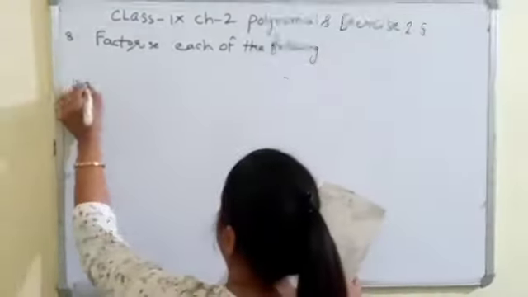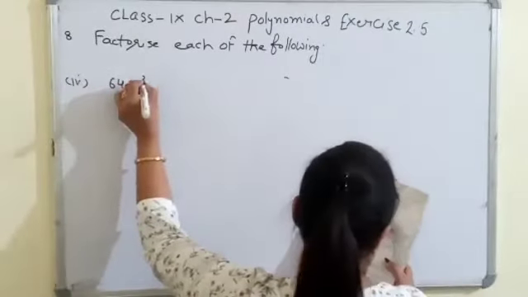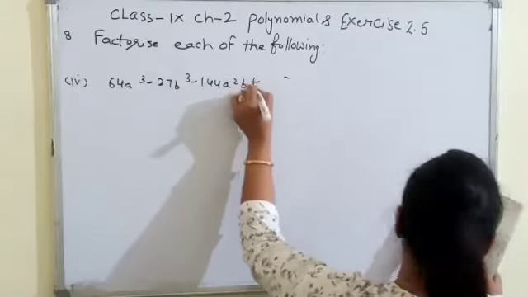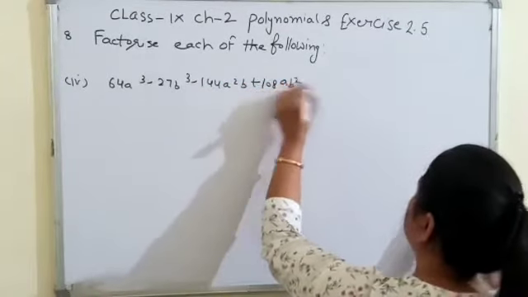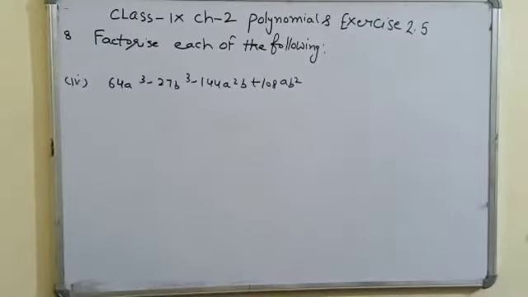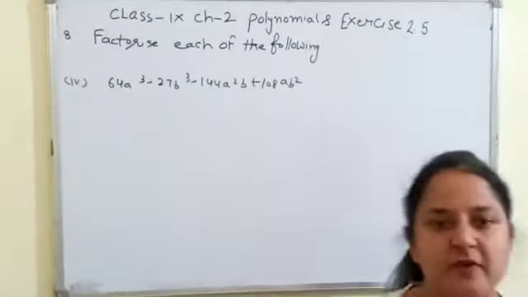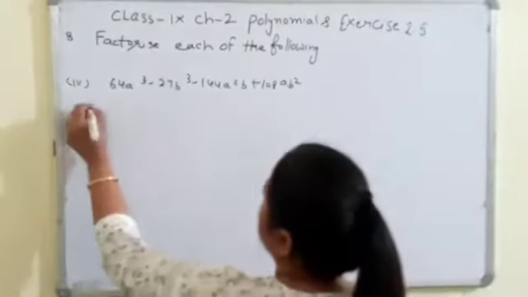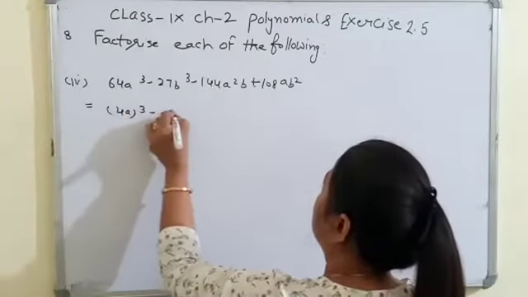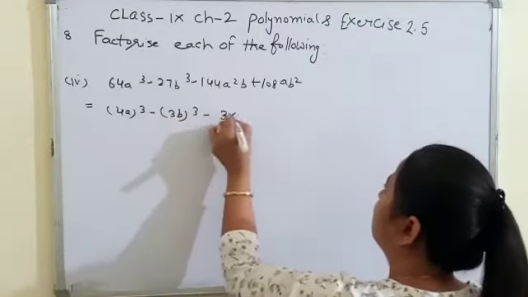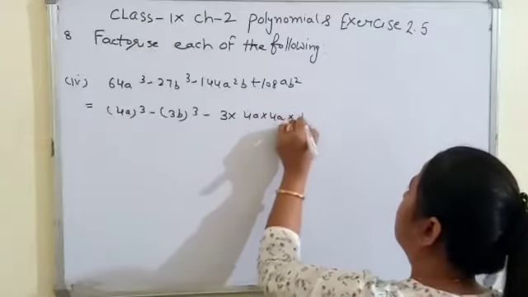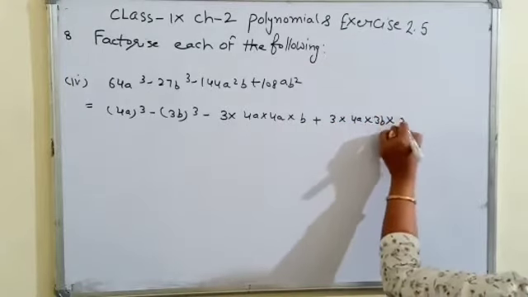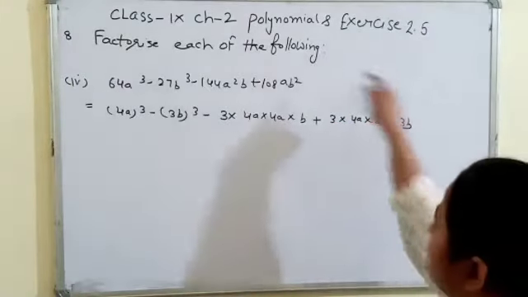Fourth part is 64 a cube minus 27 b cube minus 144 a square b plus 108 a b square. Yes students, I hope you can easily identify in this question: 64 is the perfect cube of 4, and 27 is the perfect cube of 3. So we can write a cube minus b cube minus 3 a square b plus 3ab square. When we do the multiplication, you can check your answer here.